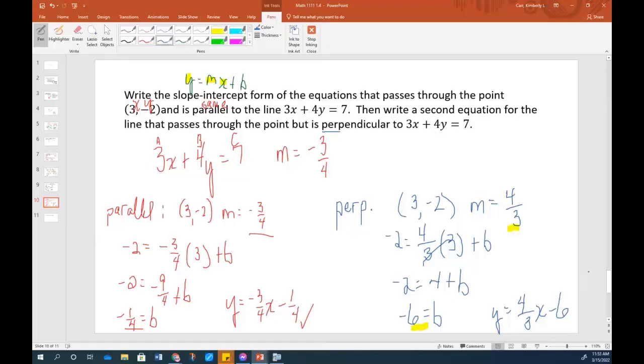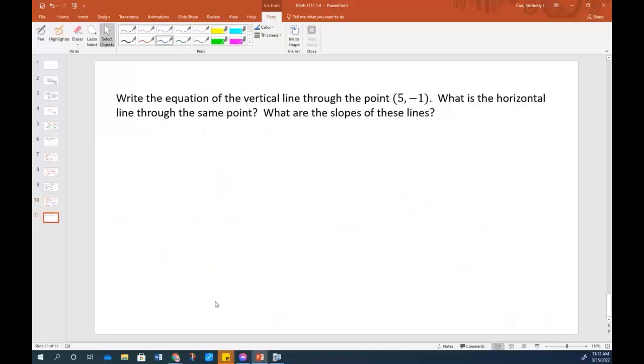All right, same process. It's just that you have to identify the slopes. Parallel lines have the same slope. Perpendicular lines have negative reciprocals, which means change the sign and flip it over. All right, one more here. What is the equation of the vertical line? I just had to give this one to you so that you can see. After you have a horrible problem, sometimes the next one is nice and easy.